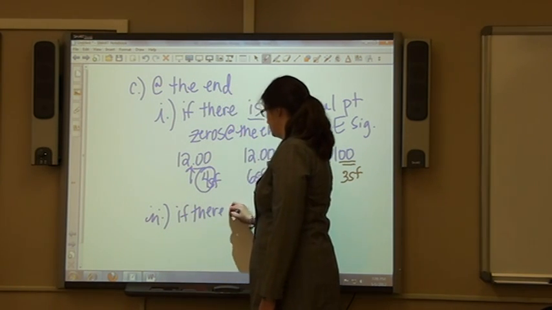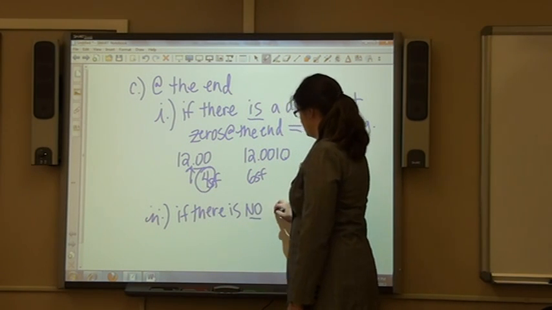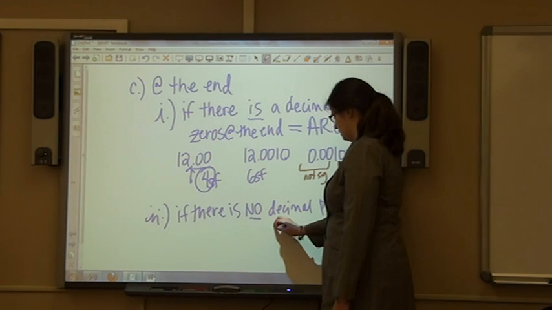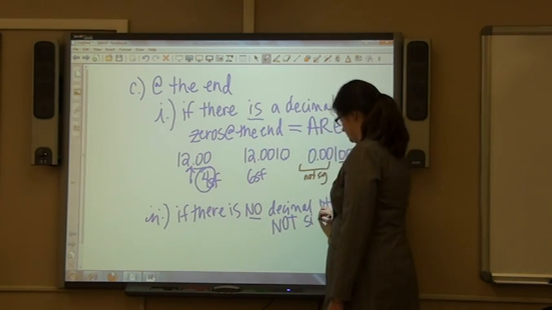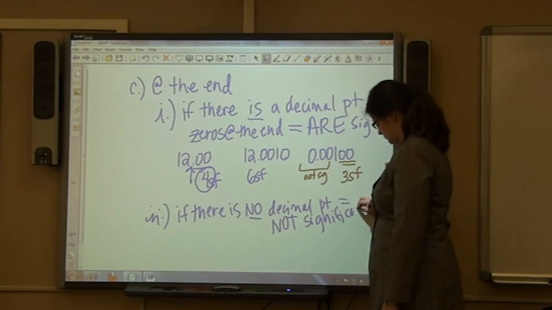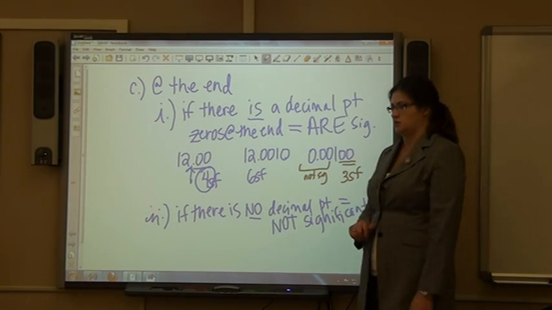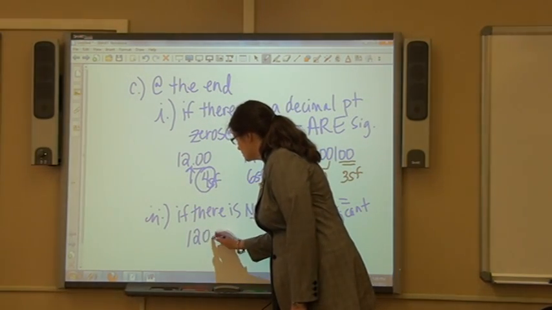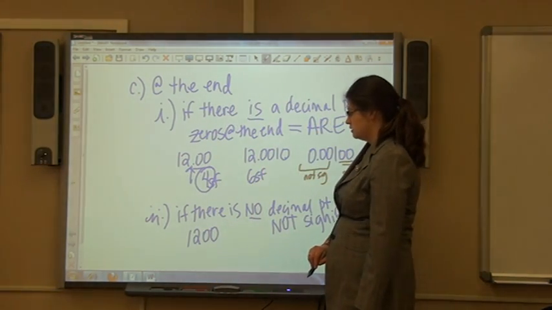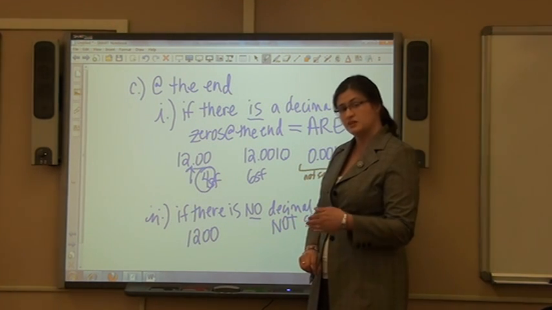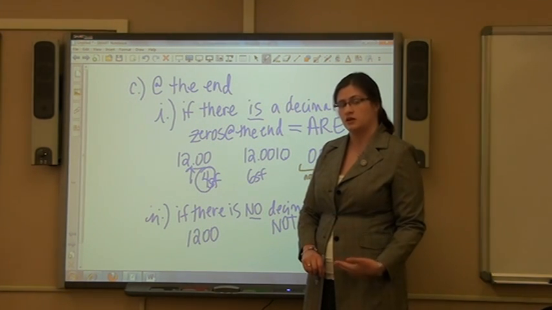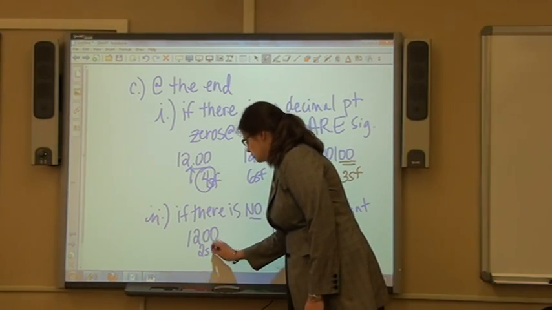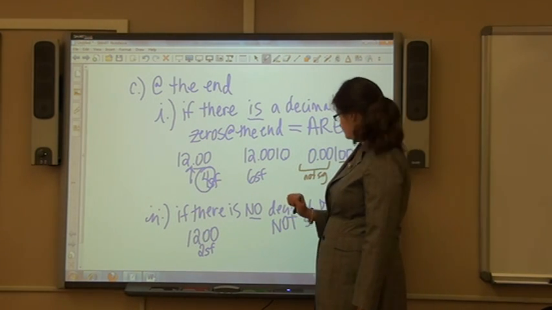If there is no decimal point, they are not significant. Okay, what does that look like? Well, let's say we have 1200. Those zeros are at the end, but there's no decimal point anywhere in that number. Therefore, those zeros are not significant. There are a total of 2 sig figs in this number.